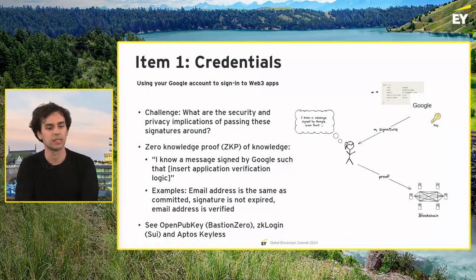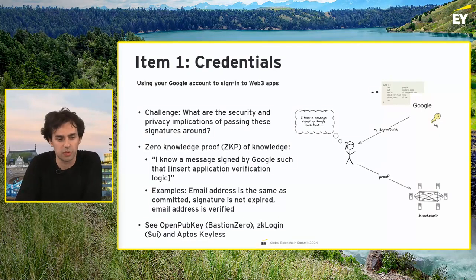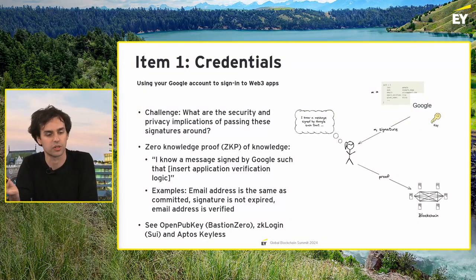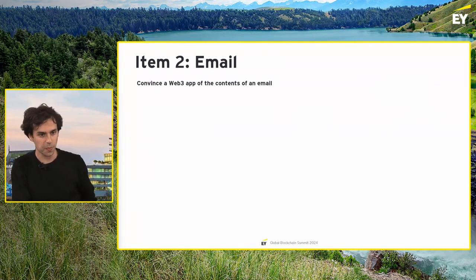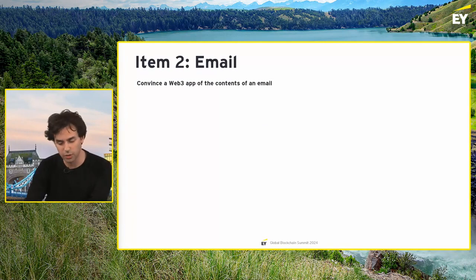Great. These systems are described and developed and put out under the names OpenPubKey, zkLogin by Sui, or Aptos Keyless by Aptos. And I have to say here, Geometry Research has helped Aptos with their circuit for the zero-knowledge proof. All right, so we have a way to log in.